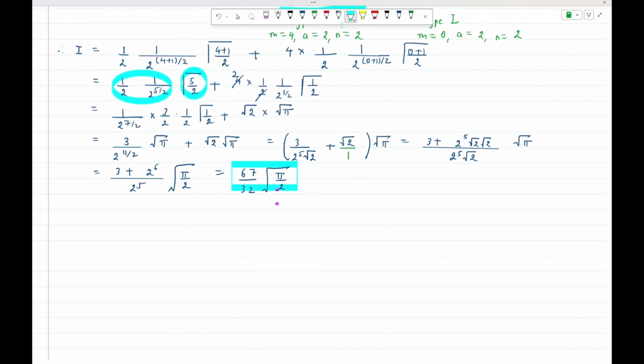Now let's try another numerical. So it's going to be slightly more trickier. So it goes like this: prove that the integral from 0 to infinity e raised to negative x cube, square root, divided by square root of x dx, into the integral from 0 to infinity y raised to 4 e raised to negative y raised to 6 dy is equal to pi over 9.